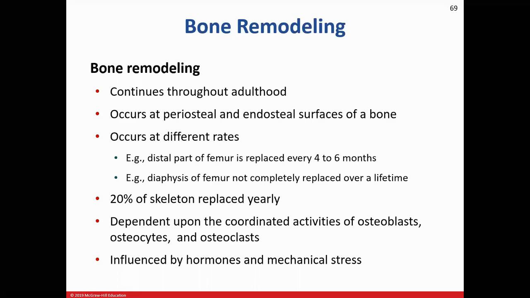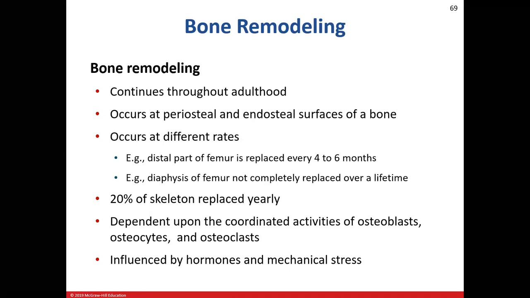So the distal part of the femur, we really consider being replaced every 4 to 6 months based on bone tissue being broken down, but then also being added again. So cells really replace themselves every 4 to 6 months. The diaphysis of the femur is really not completely replaced at all over a lifetime. So it's basically continuing to add and remodel without really being replaced.